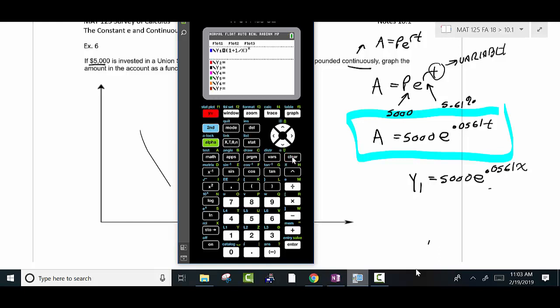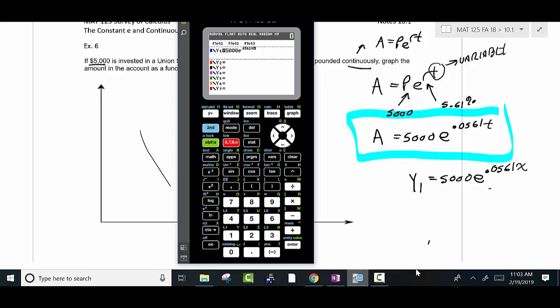So I'm going to go to y equals, then I put in what I've got highlighted in blue here, 5,000. This time I'm going to go to second ln, and see it just gives you the e and it already gives you the exponent. That's the only difference. Then I put in 0.0561 and then put your variable x like that. Okay, so that's how you're going to get that set up.